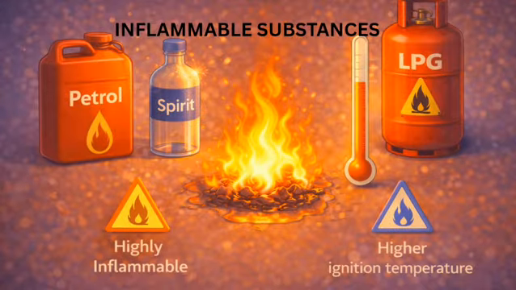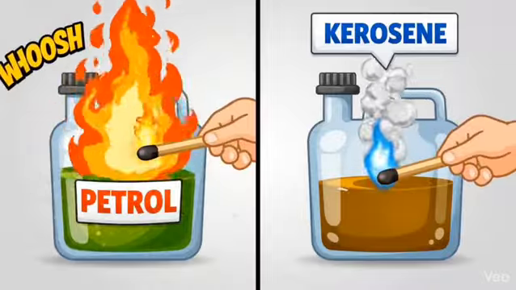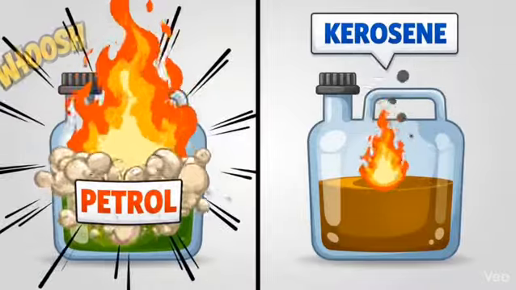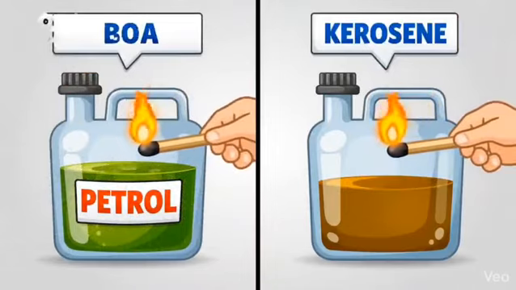Inflammable substances. Some substances have a very low ignition temperature. These substances catch fire very easily and are called inflammable substances. For example, petrol. That's why petrol is never used in stoves. It is very dangerous. Kerosene has a higher ignition temperature, so it is comparatively safer.